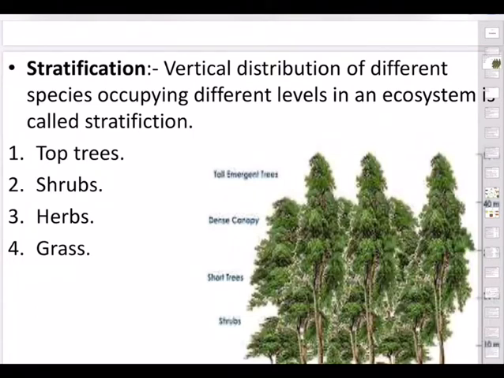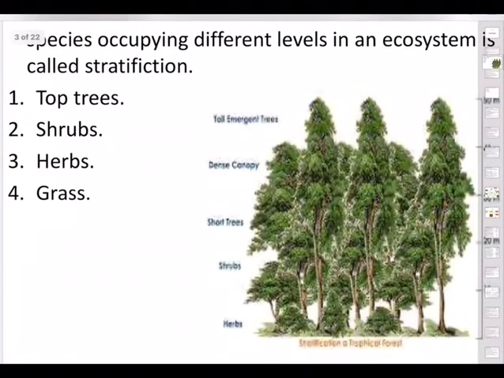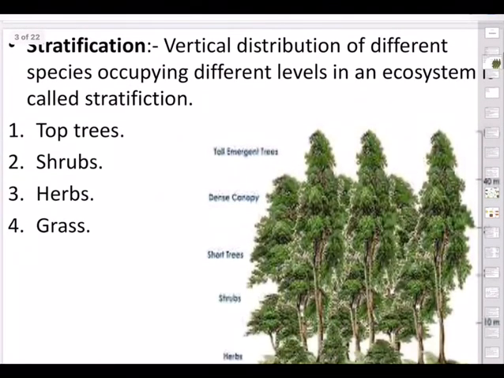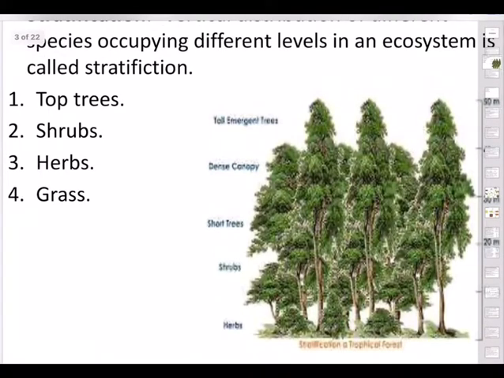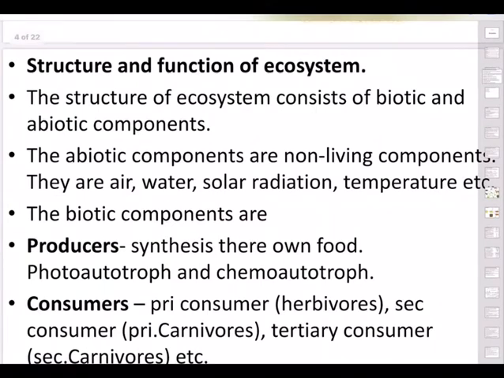And the second one is stratification. This is a vertical distribution. As you are seeing, it is a vertical distribution of different species occupying different levels in an ecosystem. So it is the formation of vertical layers when vegetation is in full swing. As you are seeing in the picture, you can see herbs at the bottom on the ground level, then comes shrubs, then small, short-sized trees, then you can see dense canopy, and then tall and emerging trees, very tall trees. So the stratification goes in this fashion, from low to high. So you got grass at the bottom, you got herbs, shrubs, top trees. This is stratification.